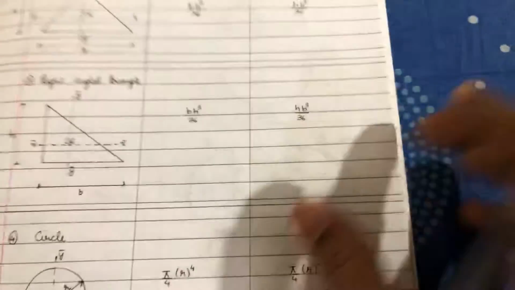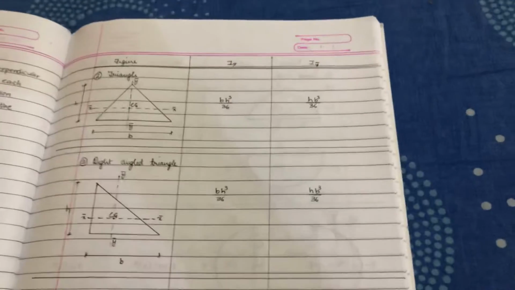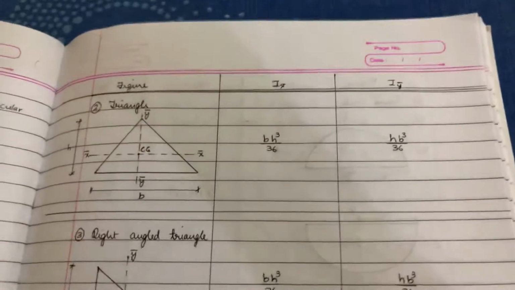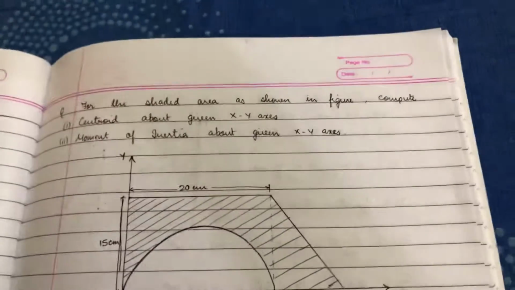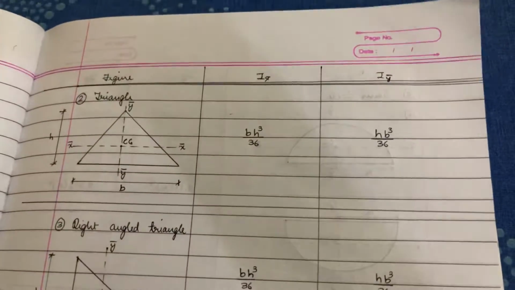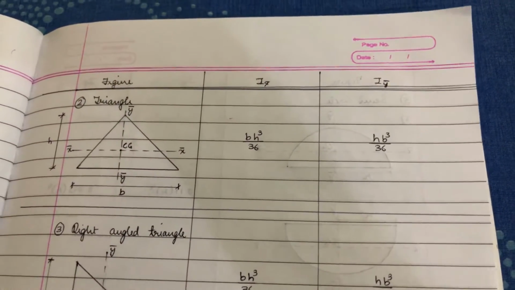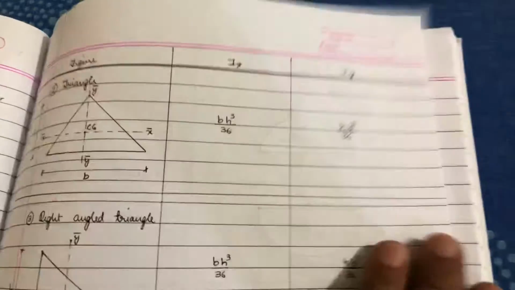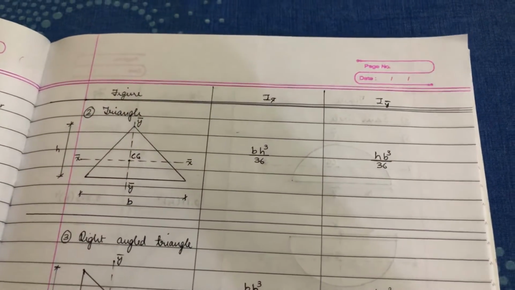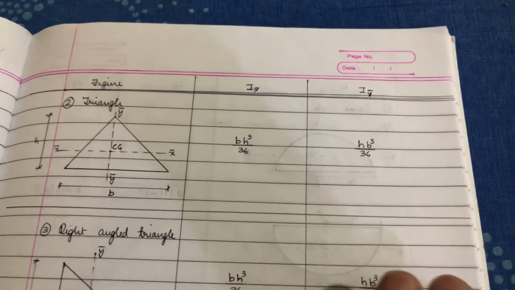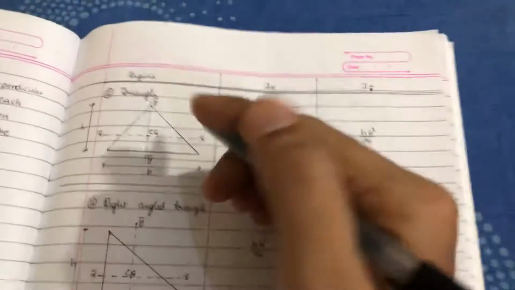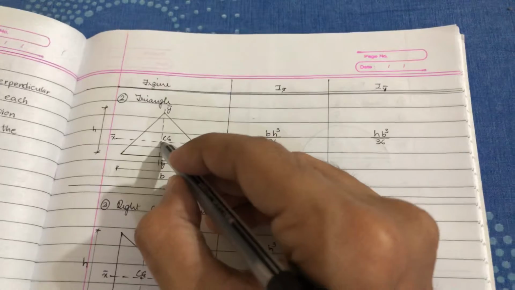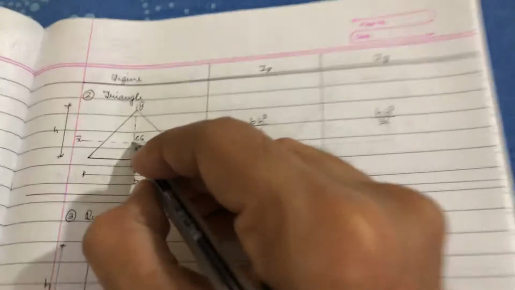Next is for a triangular figure. You can see this is a triangle. This triangle has a base B and a height h, and the CG of this triangle will act at, suppose, this point.